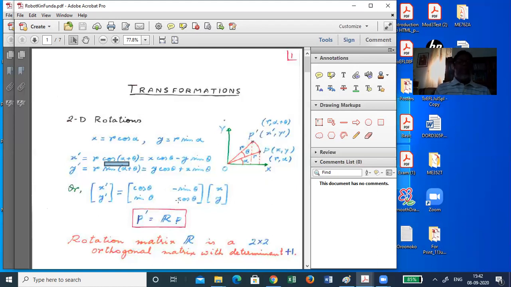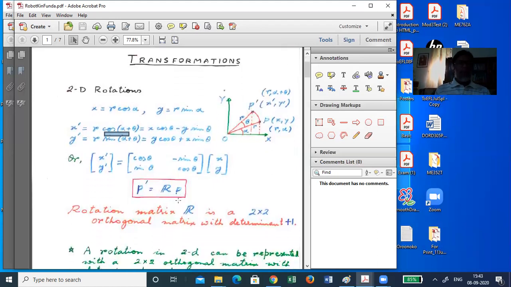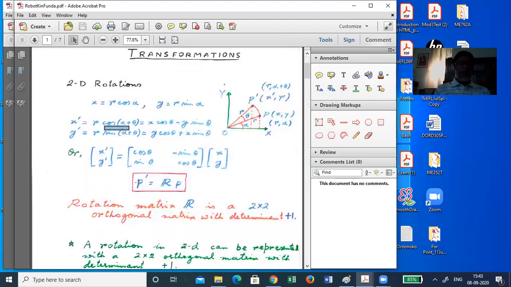If the determinant of an orthogonal matrix is -1, then that matrix, that transformation, has an element of reflection also. Okay. Fine. Now this is one way. That is, a rotation matrix is a matrix of this kind.